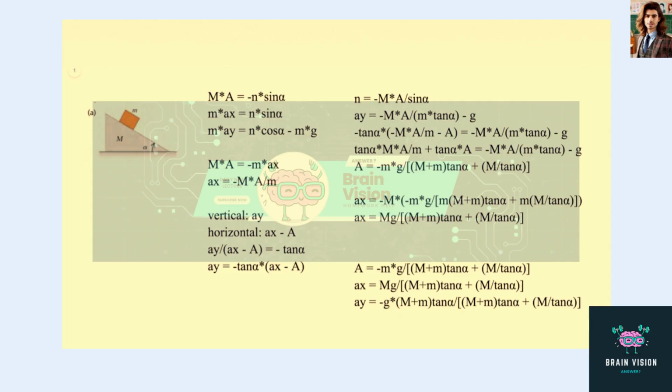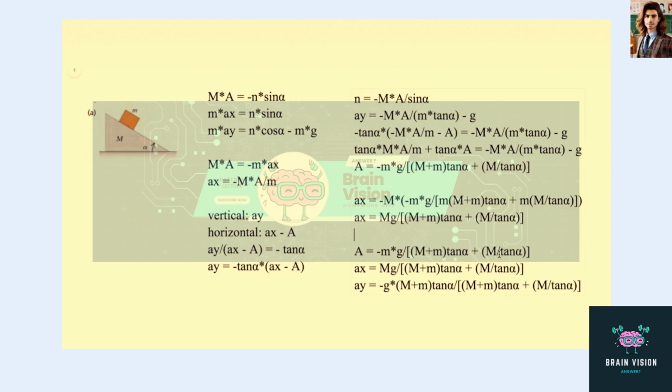We want capital M to be much greater than little m. So in that case, let's see what happens when big M is really, really big. The denominator here is proportional to big M in both terms. So this is just going to go to 0 because we have basically infinity in the denominator here. So that's exactly what we expect. We have no acceleration of the wedge.